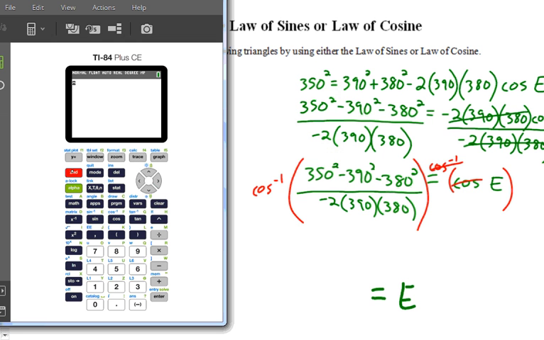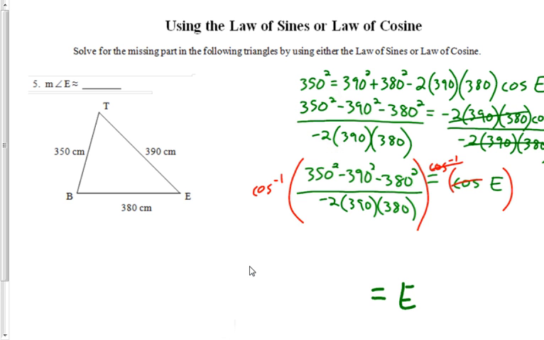So I have the inverse cosine. I'm going to use my fraction, alpha y equals, choose number 1, 350 squared minus 390 squared minus 380 squared. Bump down to my denominator. Negative 2 times 390 times 380. Bump out. Close my fraction there. Hit enter. 54.05. So angle E is 54.05 degrees.